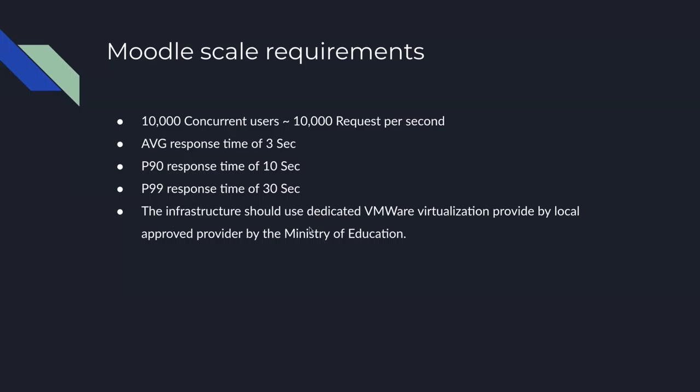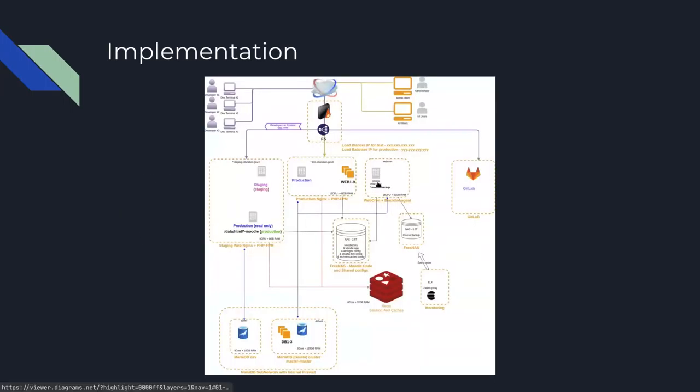The infrastructure should use dedicated VMware virtualization provided by a local approved provider. We cannot use any infrastructure that we can choose. We cannot go to the cloud. We cannot choose different providers or abilities that the world gave us. So with this requirement, we built this cluster.